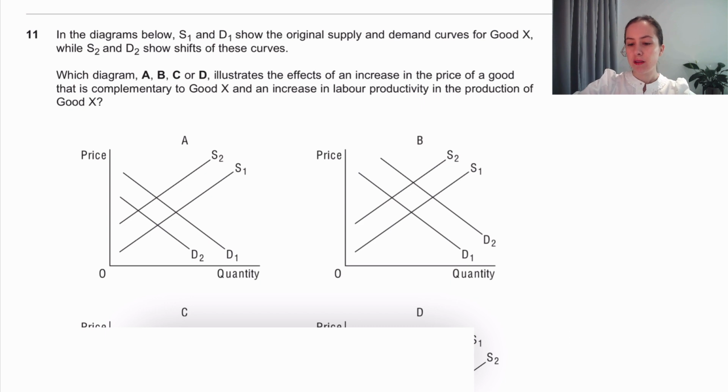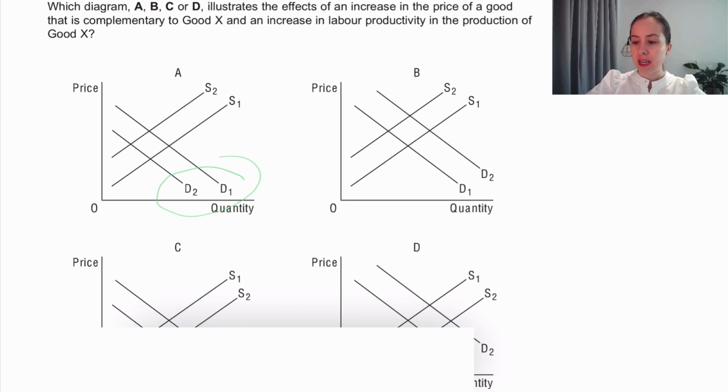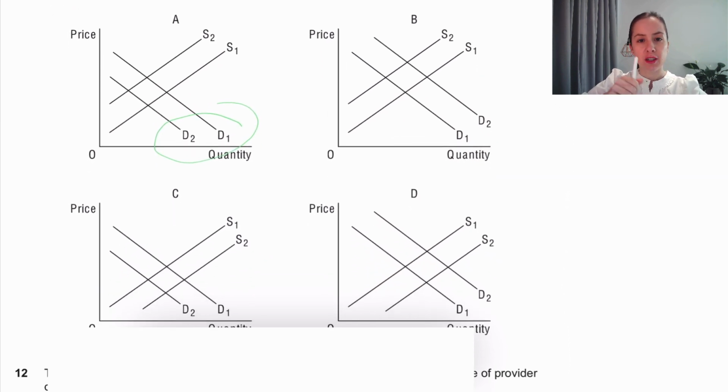So we have an increase in the price of the good that's complementary. So if the joint goods become more expensive, people will demand the joint goods less. We're looking for less demand. And we need an increase in labor productivity. That's going to shift supply to the right because it reduces firms' costs of production. So we're looking for a shift of supply to the right and a shift of demand to the left, and that's the answer C.